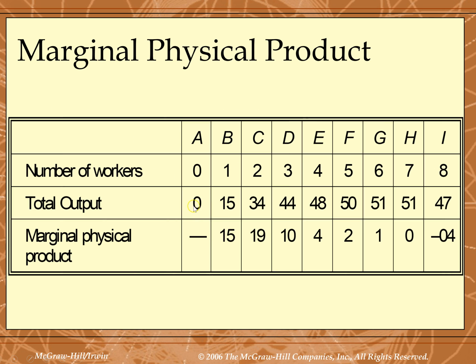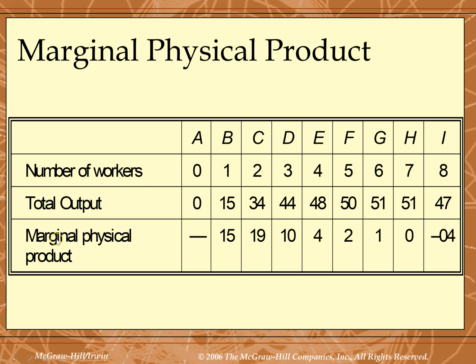Again, here is the change in total output, and this is the change in the change. In other words, when you hire the 0 to 1 worker, the change in total output is 15. When you hire the second worker, we have an output of 34. The change from 15 to 34 is 19. When you go from 2 workers to 3 workers, output grows to 44, and the change from 34 to 44 is 10. So this is a measurement of worker productivity.